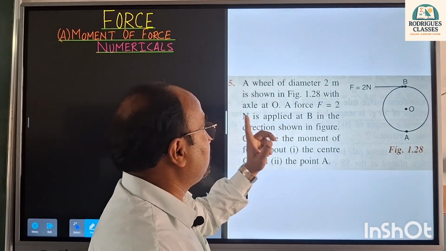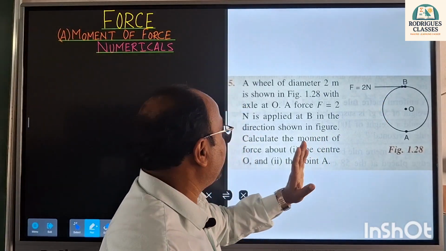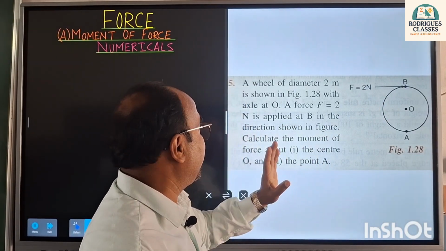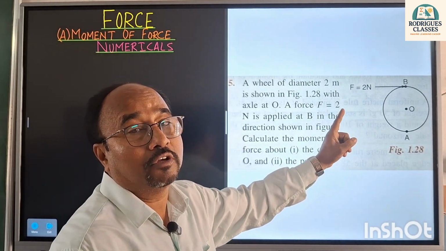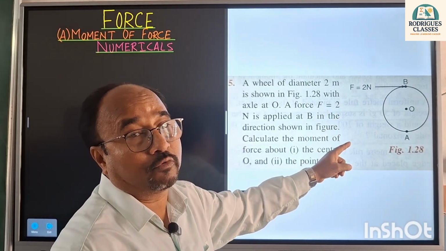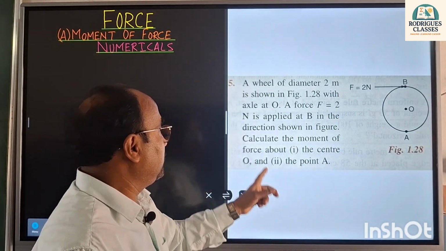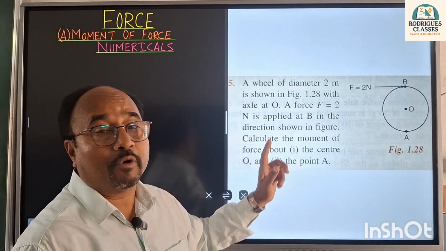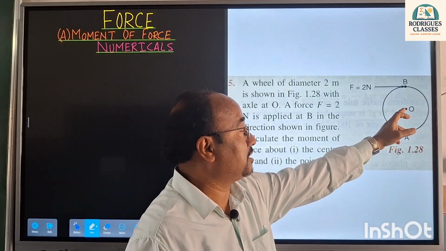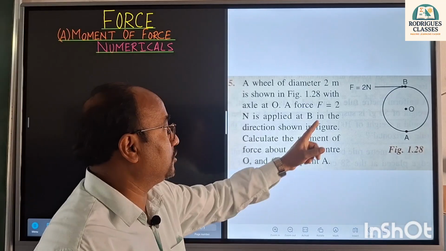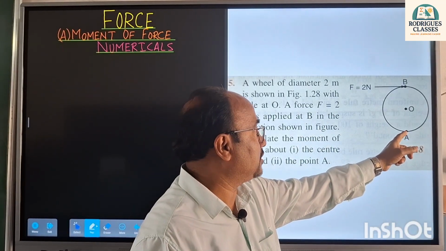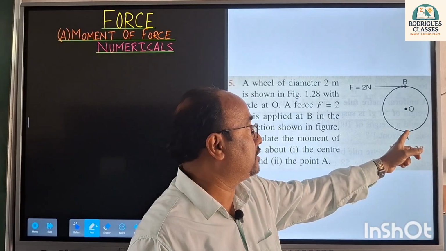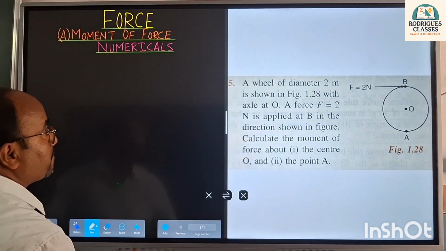A force F is equal to 2 Newton applied at B in the direction shown there. So now the direction is shown. We will have to remember whether it is anti-clockwise or clockwise. Calculate the moment of force about the center O. So if it is turning about this point, then about this point we have to find the moment of force, and about the point A. If this becomes the turning point, then we have to find based on this also.